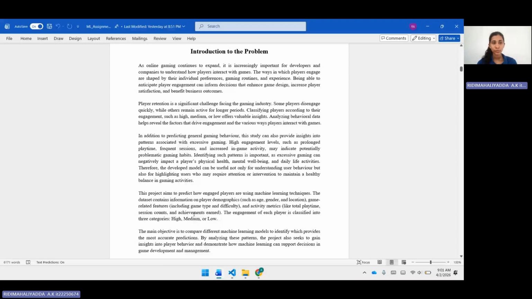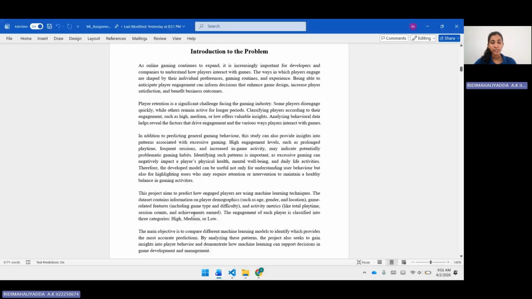This project focuses on predicting online gaming behavior using machine learning. So, with the rapid growth of online gaming, understanding how players interact with the games has become very important for gaming developers and companies. Players behave differently depending on their preferences, playing habits, and experience levels. So by predicting player engagement level, we can improve game design, enhance player satisfaction, and support business decisions.